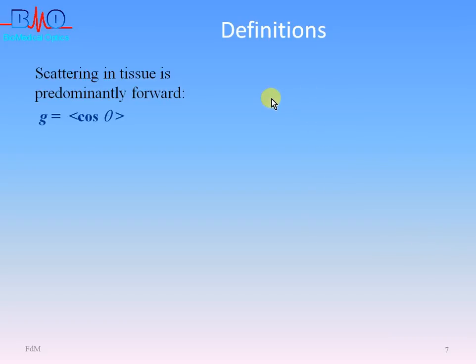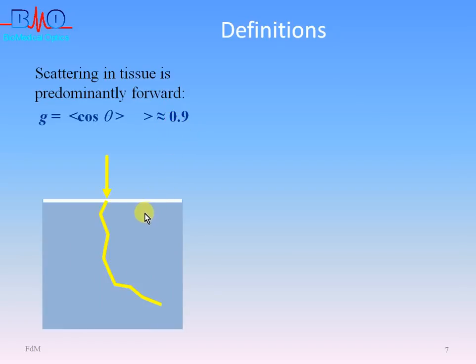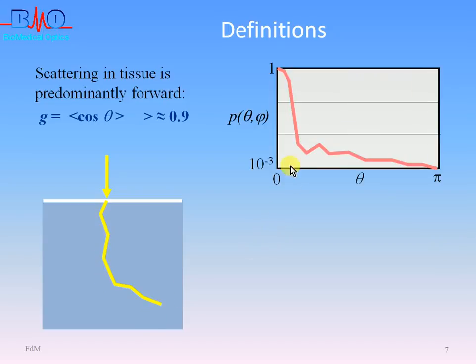Scattering in tissue is predominantly forward, and that can be seen in calculating the average cosine of the polar scattering angle, and that's called the g factor, and for tissue that's almost always larger than 0.9, and that is seen in this figure here, in which the scattering is sketched. This means that the scattering function p is sharply peaked at a value 1 for theta small. And please note, this is a logarithmic scale.